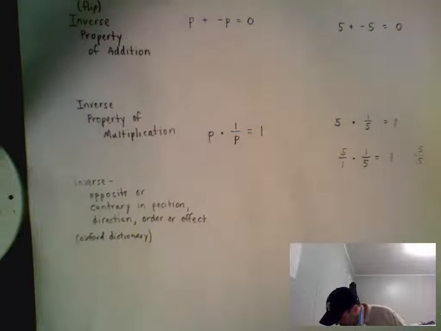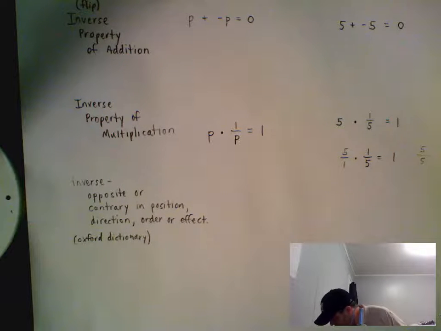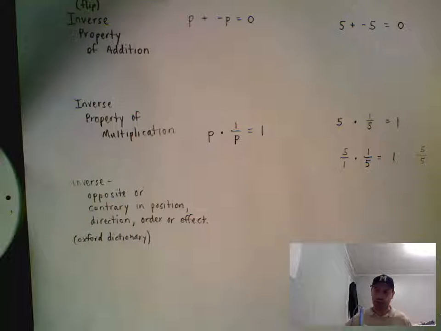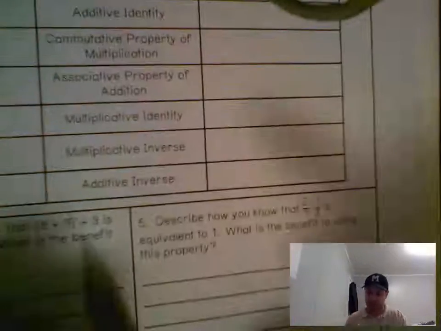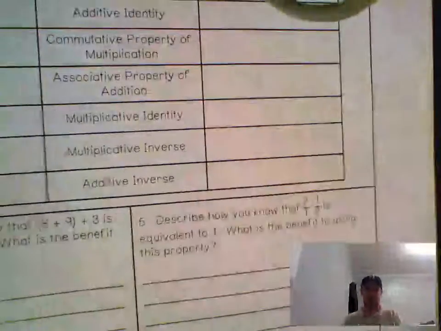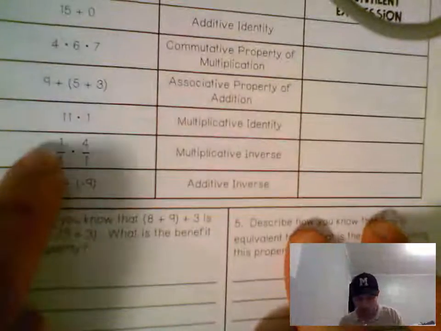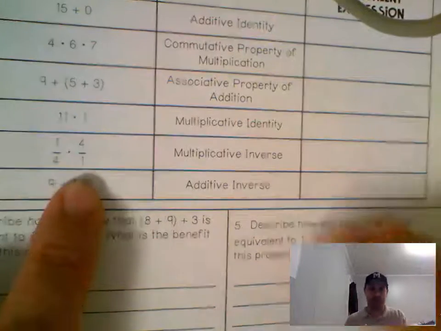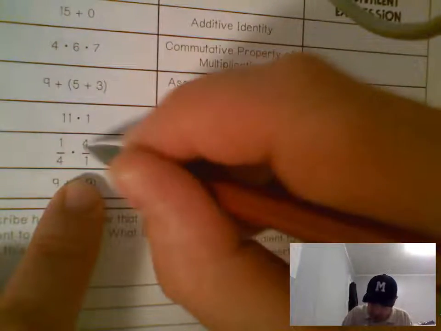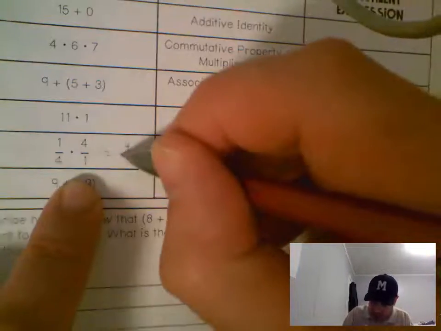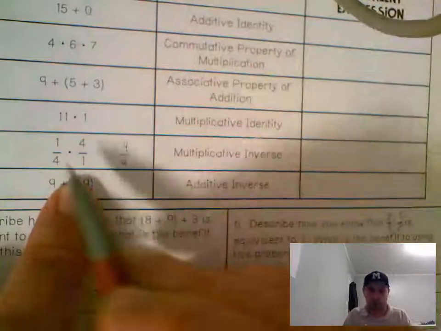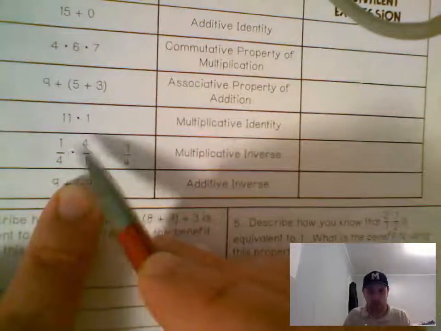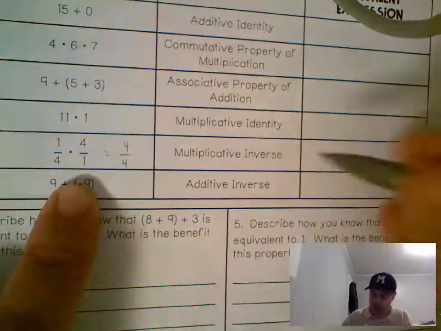One of the students also asked me to take a look at a couple of these homework questions. So let's just real quick take a look at a couple of homework questions. In this case, the multiplicative inverse, that's kind of what we just talked about. So 1/4 times 4 over 1. Let's think about what that would be. That would be 4 on the top over 4 on the bottom, because 4 times 1 is 4, 1 times 4 is 4. So 4/4 would just give you 1.